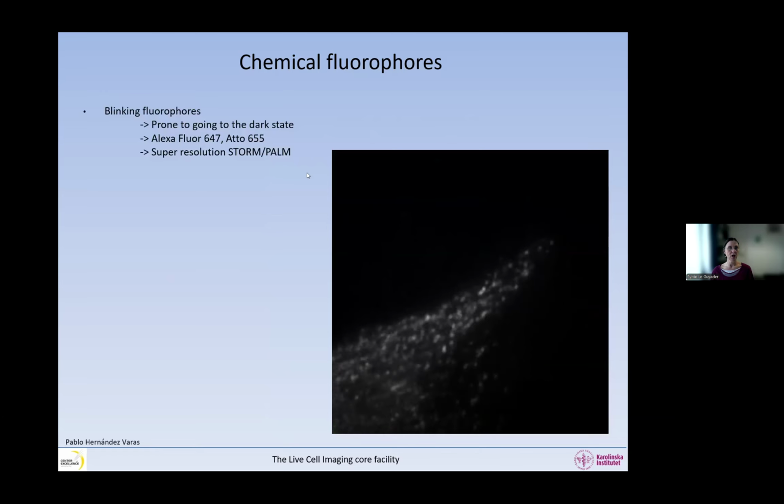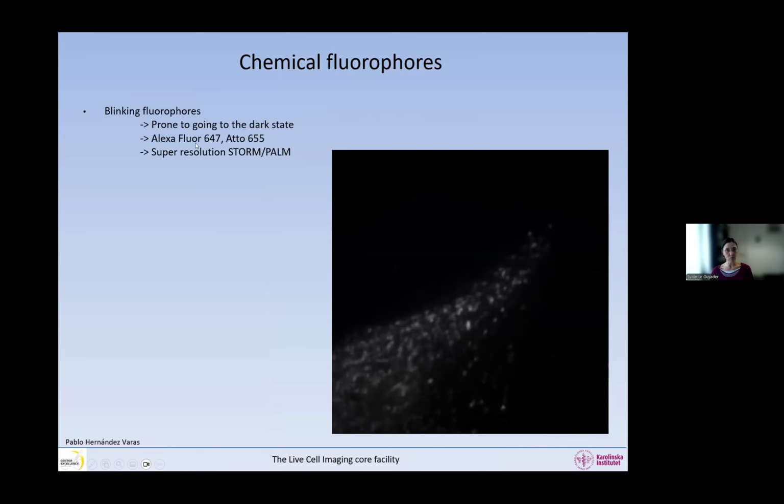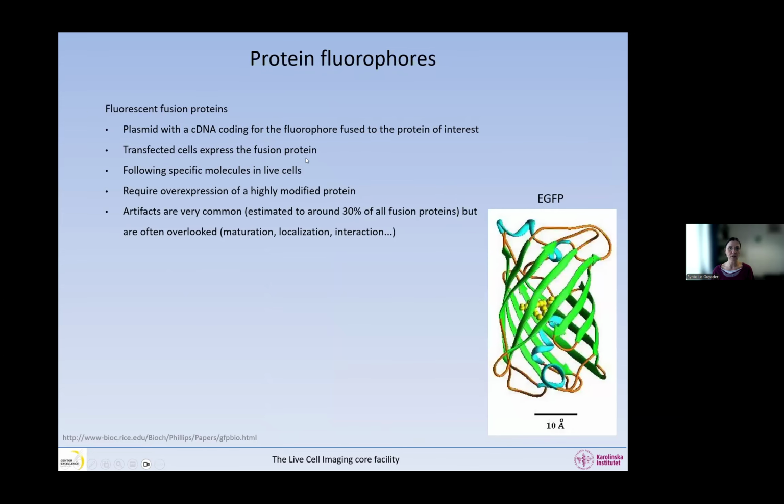This is very useful. Another example of chemical fluorophores are those that blink. This is used in STORM super resolution and PALM as well. These fluorophores are simply different because they're prone to going into dark states. And now you know what it means. It means that they are going to be excited and then they become dark. And then later they come back and they start fluorescing. And this is why they're blinking. And then they make very many cycles of this. Alexa Fluor 647, for example, is very good at that, Atto 655. So this is used in super resolution.